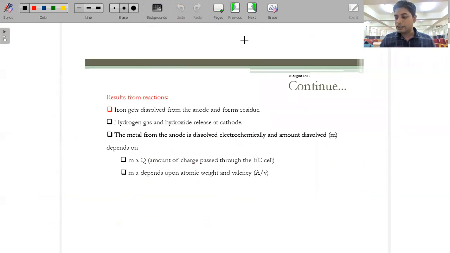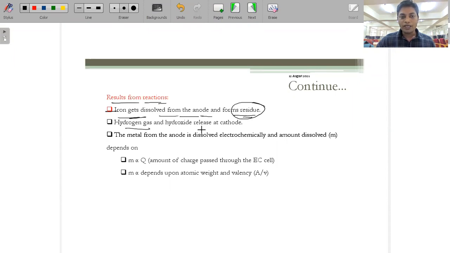Now let's come to the result part. Okay, so what are the results from these reactions? This is very, very important. I have written only the important part of these results. First, iron gets dissolved from the anode side and forms the residues, that is Fe⁺ ions or Fe(OH)⁻ ions, Fe(OH)2 or FeCl2 ions. So that gets dissolved and forms the residues.